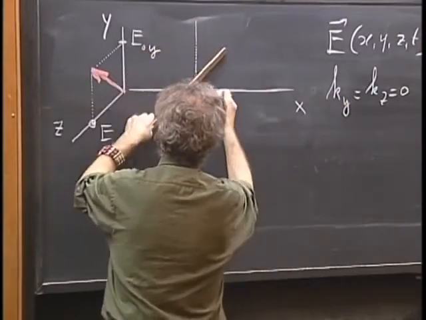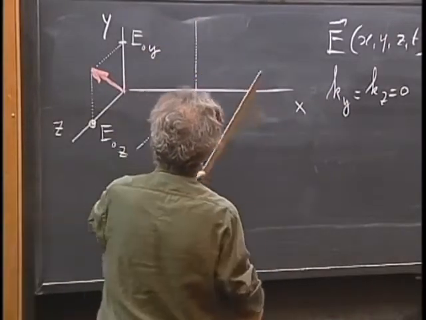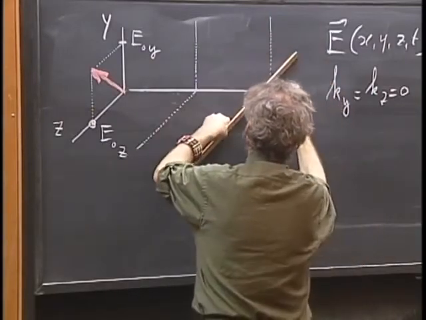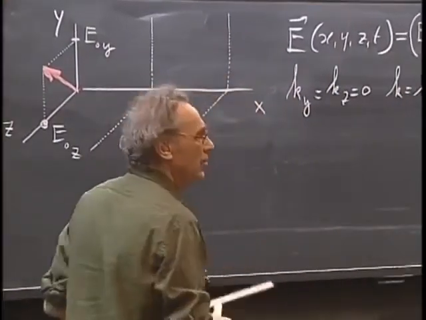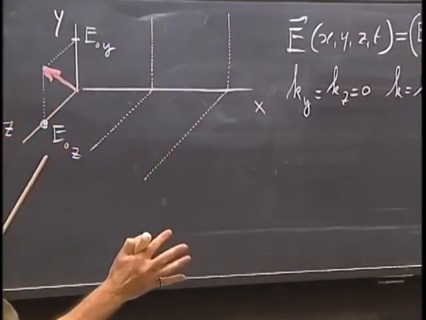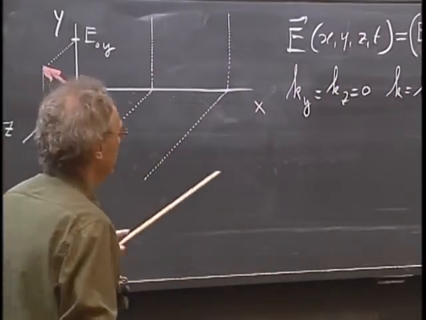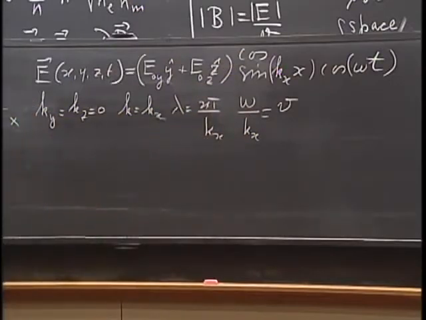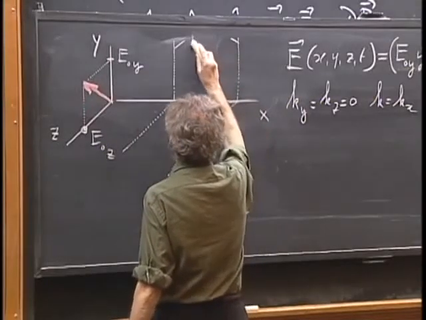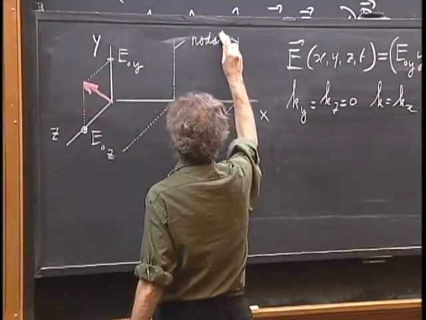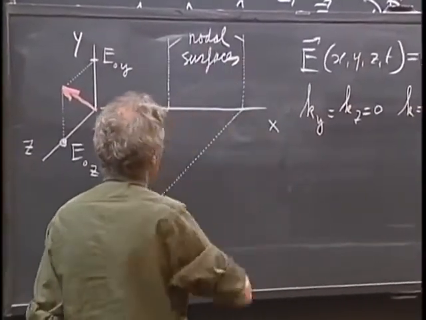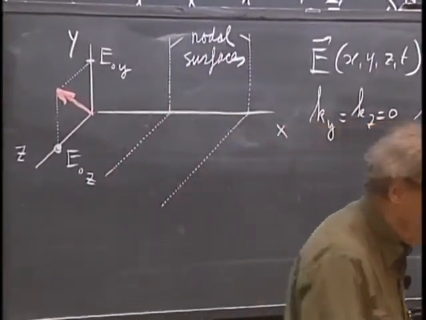The whole plane perpendicular to the x direction, I will draw one here, and I will draw another one here. The E field in that whole plane at all moments in time will be 0. That's the case when this sine, or whatever the cosine you have chosen, happens to be 0. And so these are nodal surfaces. And of course, the anti-nodal surfaces fall right in between.